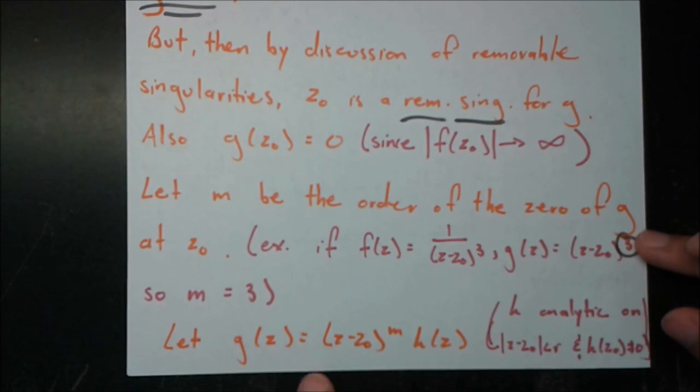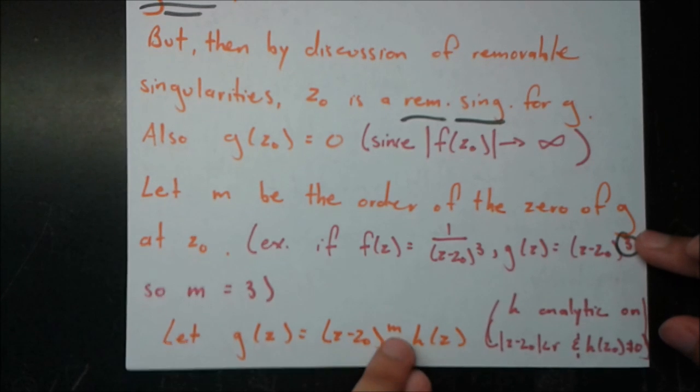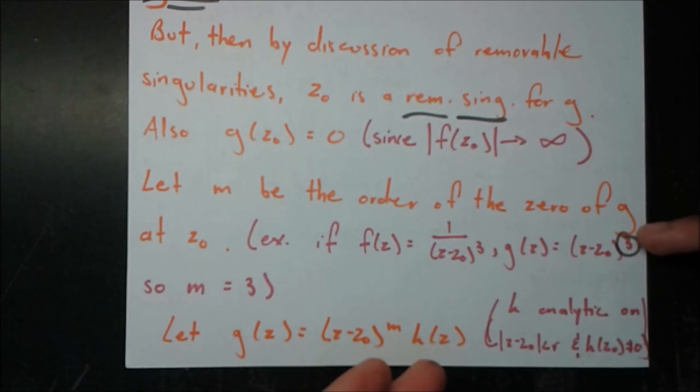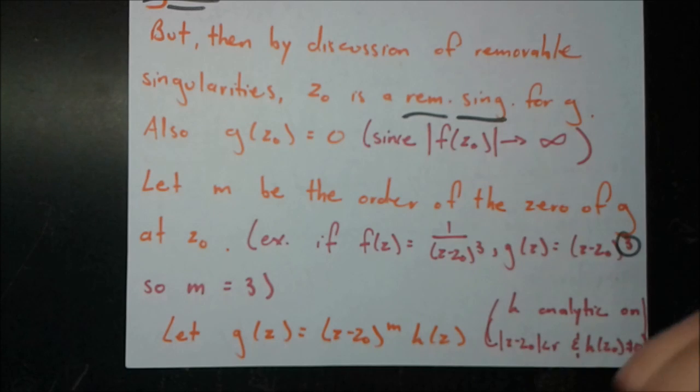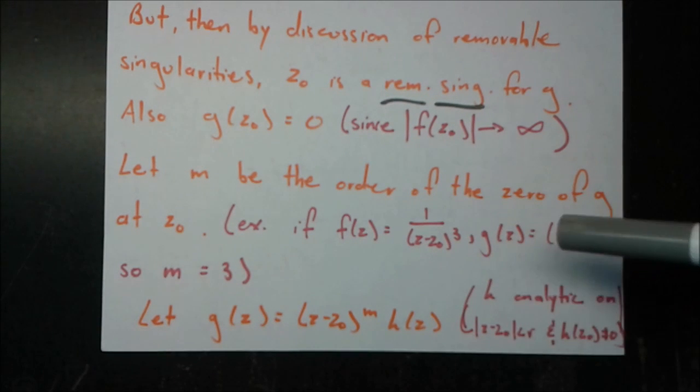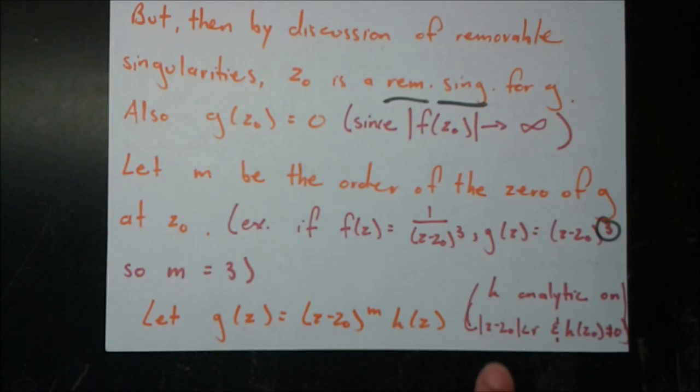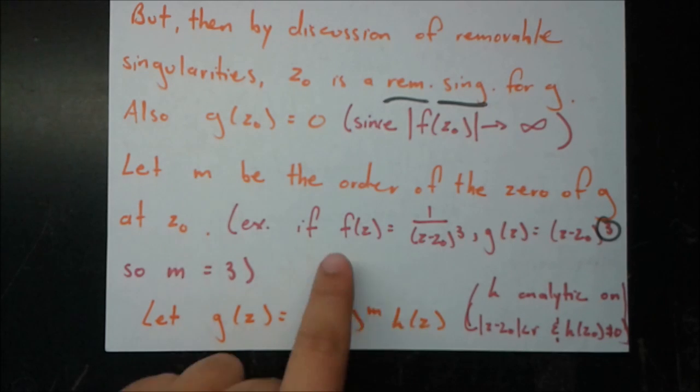We're going to say g of z equals (z minus z naught) to the power of m, whatever that zero's order was, times h of z. Now let's note a few things about h of z before we move on. h of z is analytic on the entire disk. And why is that? Well, what was our h of z in this case right here?